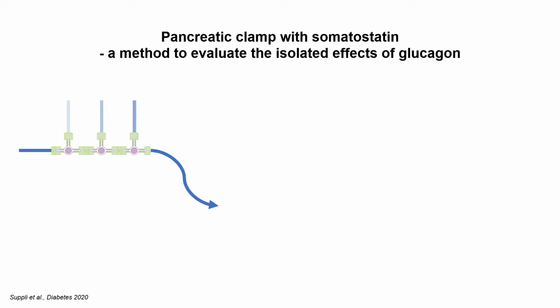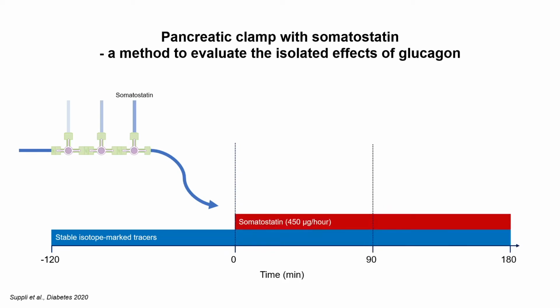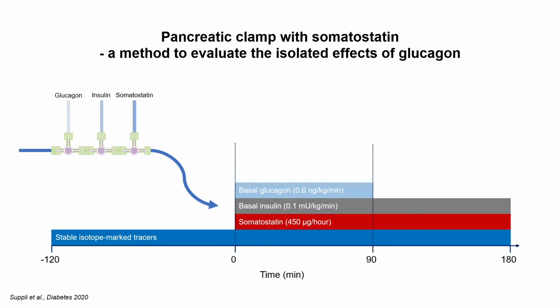Jens talked briefly about this yesterday, but I'm just going to take you through the method quickly. For my studies, we first infused stable isotope-marked glucose tracers to assess the endogenous glucose production, and then at time 0, we initiated an infusion of somatostatin, which completely inhibits the secretion of endocrine hormones from the pancreas. This allows us to substitute insulin at a basal level, and together with that, glucagon at a basal level. But we're also able to increase the infusion rate of glucagon markedly while maintaining a stable infusion rate of insulin, so we can assess the effects of glucagon without any counterregulation by insulin.